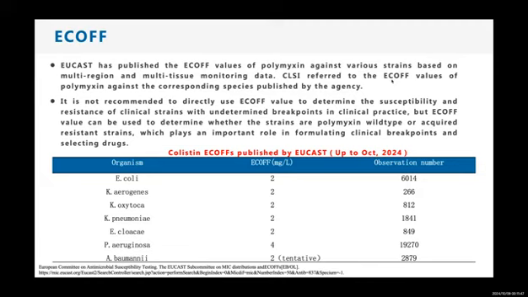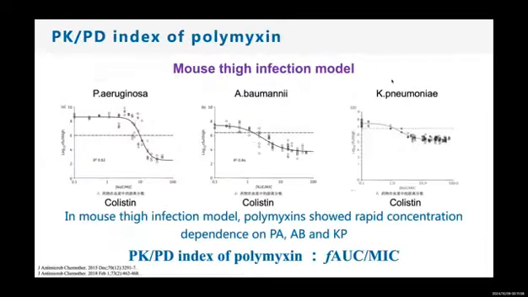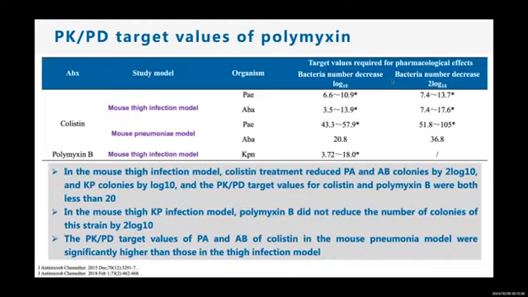So the colistin ECOFFs published by ChiCAST is 2 for most of the Enterobacterales and 4 for Pseudomonas aeruginosa. We also come to the PK/PD index of polymyxins. From the mouse thigh infection model, we can see that polymyxins show rapid concentration dependence on Pseudomonas aeruginosa, Acinetobacter baumannii, and Klebsiella pneumoniae. So the PK/PD index of polymyxin is free AUC/MIC.